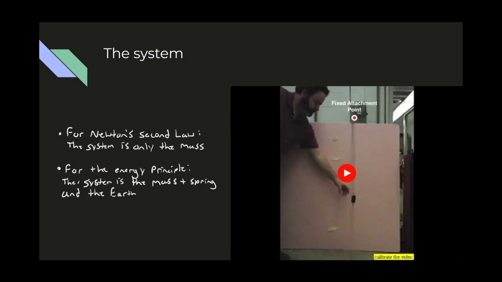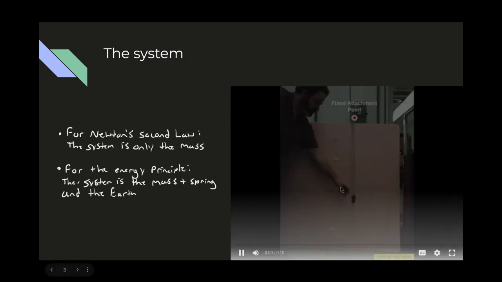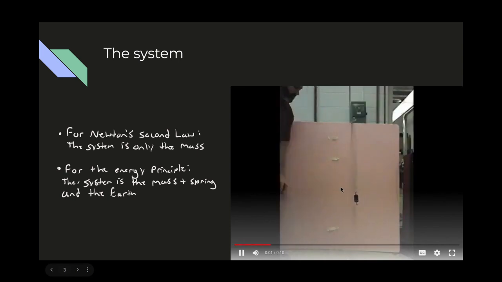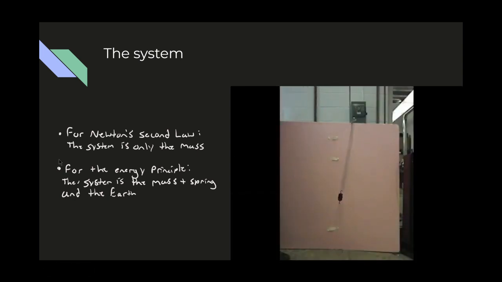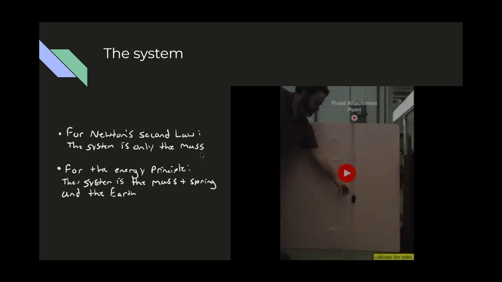There will be two interpretations of the system for this lab. When using Newton's second law, the system will be interpreted as only the mass. When using the energy principle, the mass, the spring, and the earth will all make up the system.